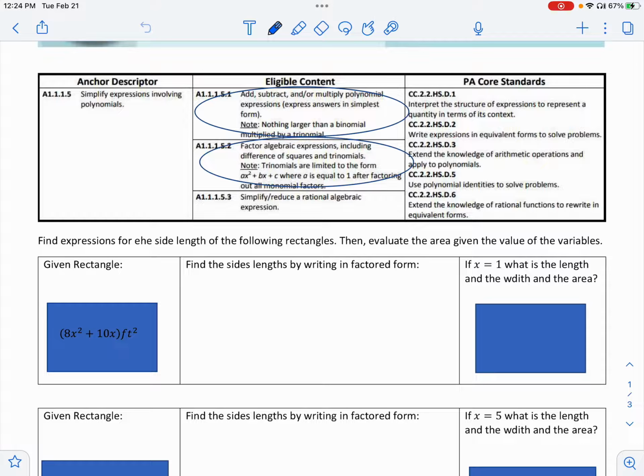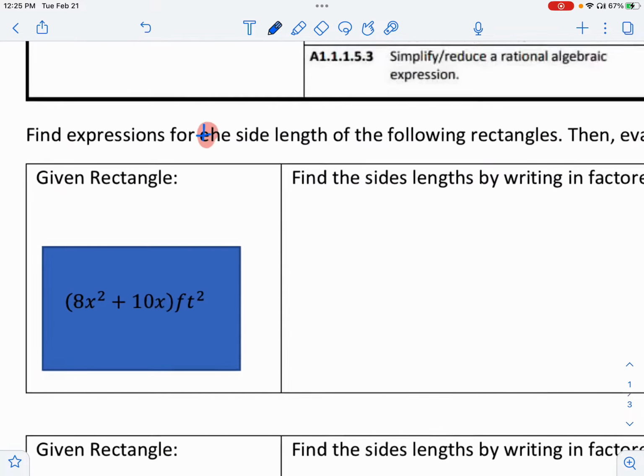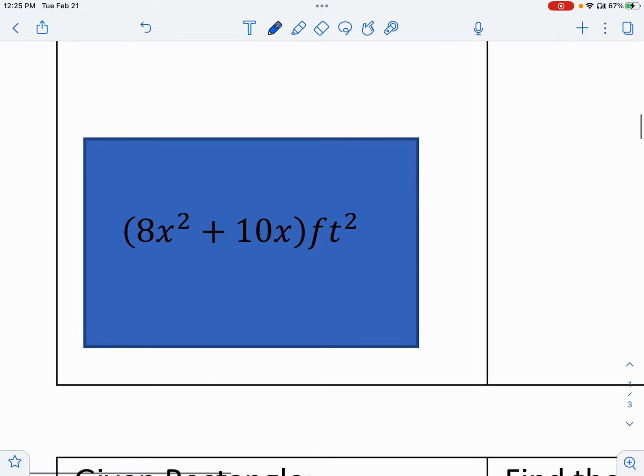We're still under the same algebra content, a lot to deal with polynomials here. The directions say, find expressions for, I apologize, I should say the side length of the following rectangles. Then evaluate the area given the variables. I'm going to highlight this so I can remember to fix this for you on your end. And here we go. This is an interesting rectangle.